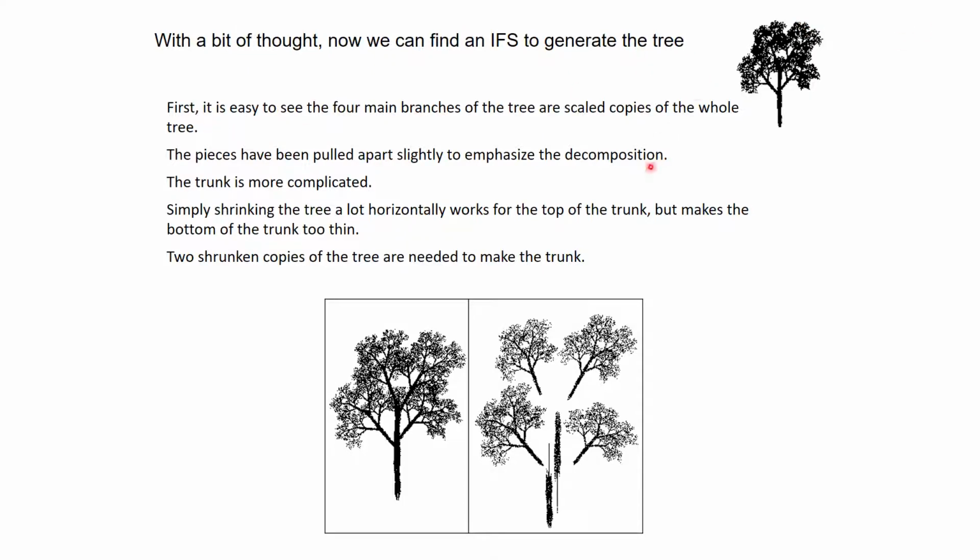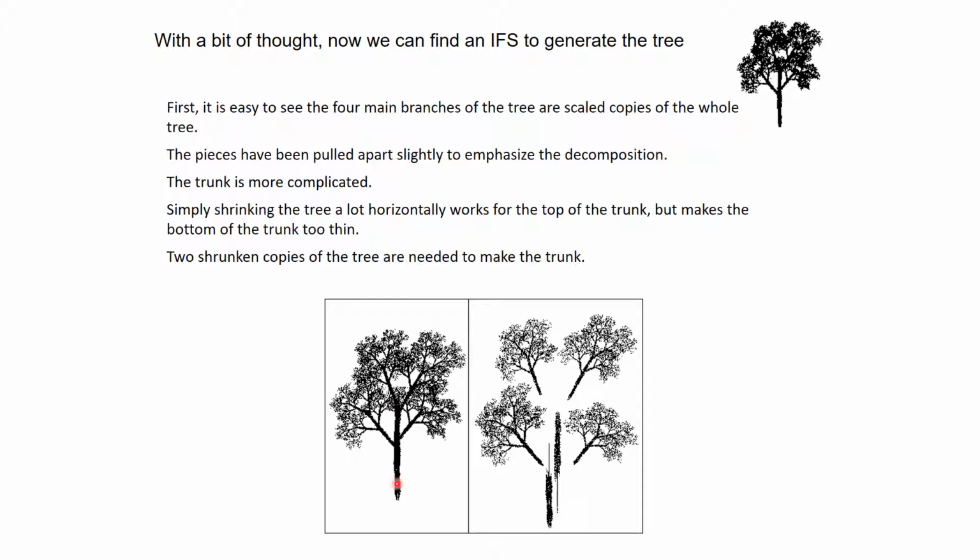It's very easy to see that this picture of the tree, you can break it into 4 different parts. First of all, these 4 parts are exactly replicas of the original tree, but rotated by different amounts and scaled by different amounts, right? So it is very easy to see the 4 main branches of the tree, which are scaled copies of the whole tree. These pieces in this picture have been pulled apart slightly to emphasize this decomposition, that this branch, this branch, this branch, and this branch are indeed a copy of the whole tree.